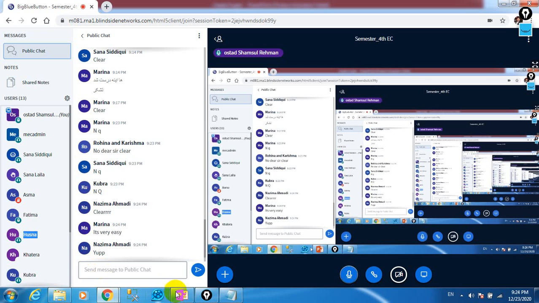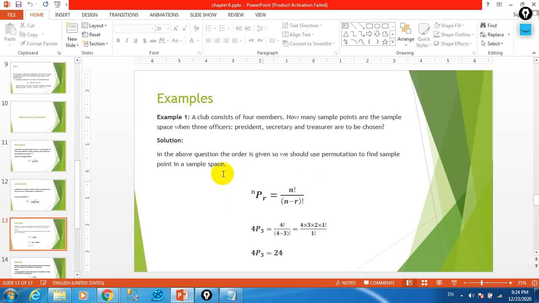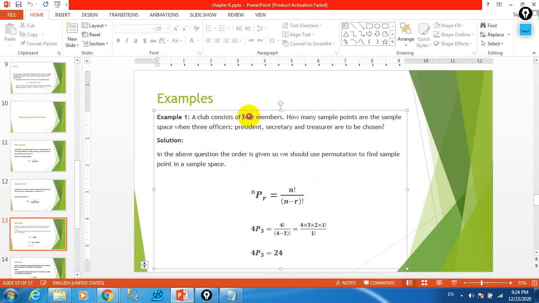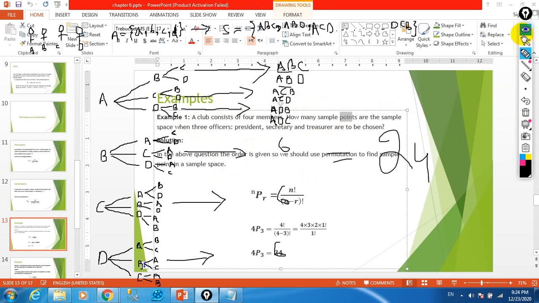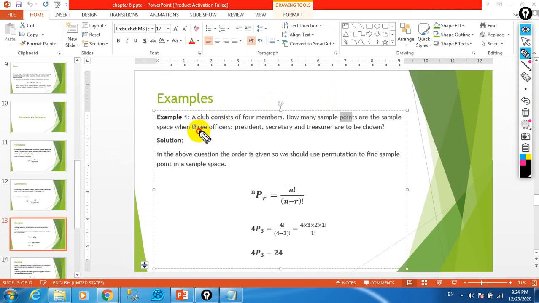For example, I'm taking the question just like this. A club consists of 4 members. How many sample points are in the sample space when there are 3 officers? Here we say 2 officers. For example, I'm changing the question. I'm taking 2 officers.